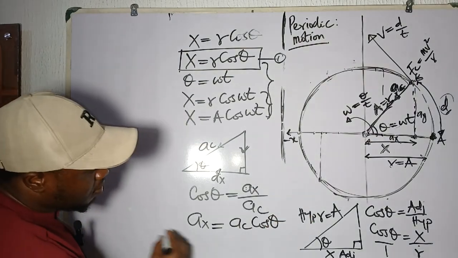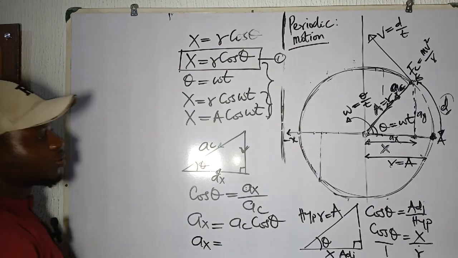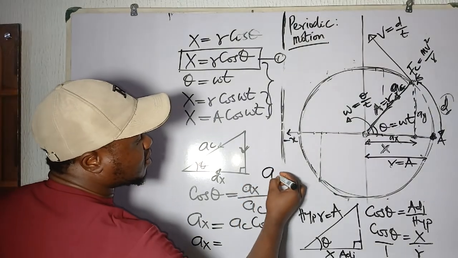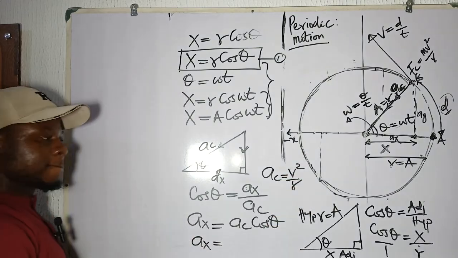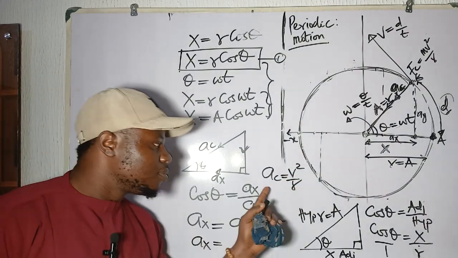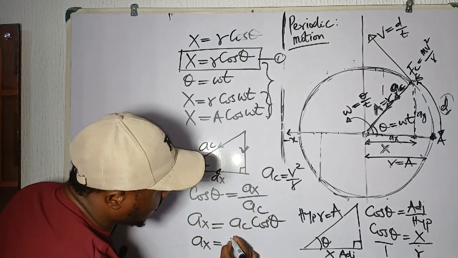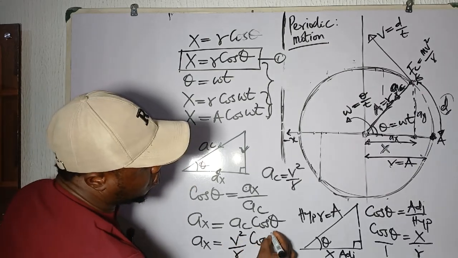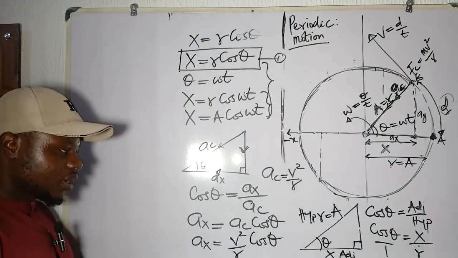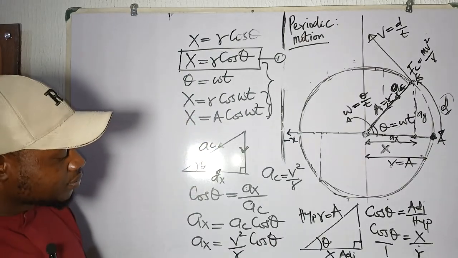Now, remember that the centripetal acceleration is given as V square over R, okay? So this is the formula for the centripetal acceleration. If I put it here, I am going to get V square over R, and we now have cos of theta, okay?